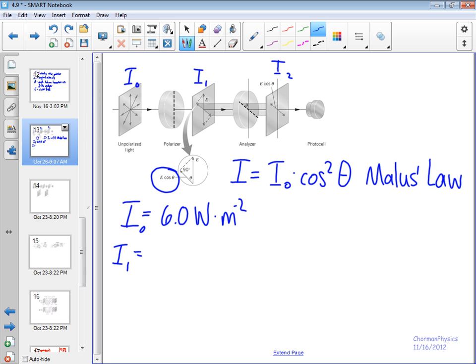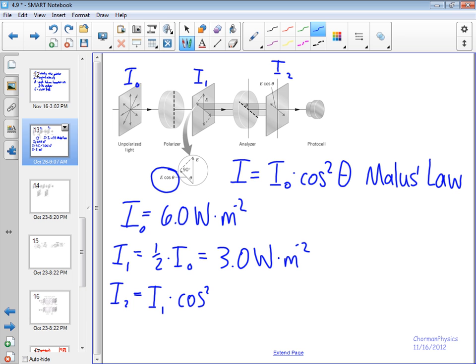Okay, what ends up coming through here is going to be half that. We talked about that already. We are only caring about half the components when we send it through the first polarizer, so that ends up being 3 watts per meter squared. And then for I2, it's going to be I1, whatever that was, times cosine squared of 60 degrees. And when we do that, we end up with 0.75 watts per meter squared. So that is 1/8 of the original intensity right there, of those transmissions.